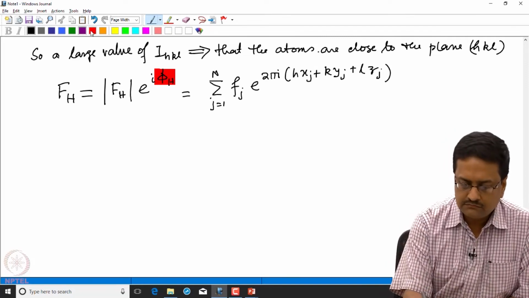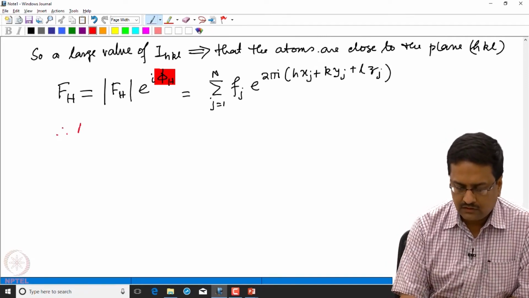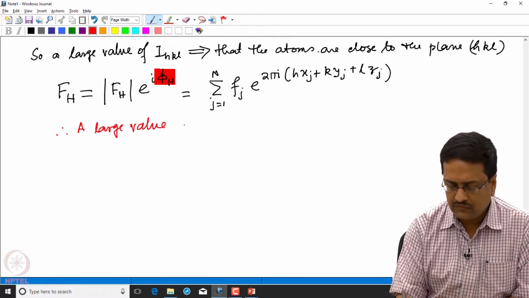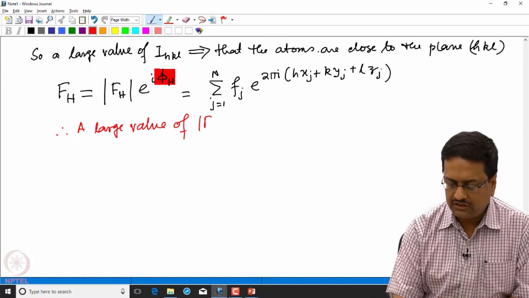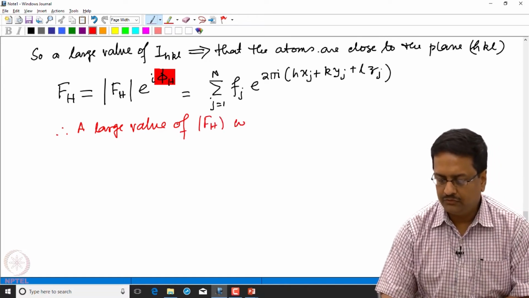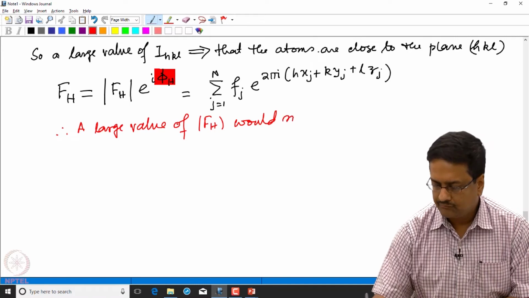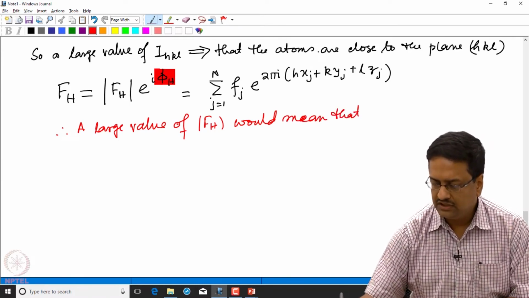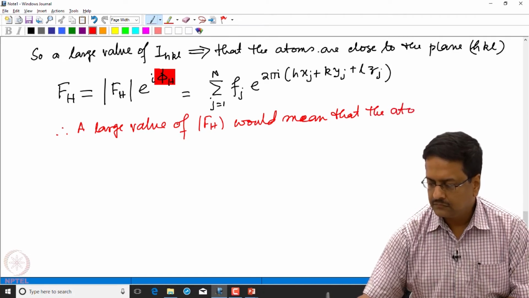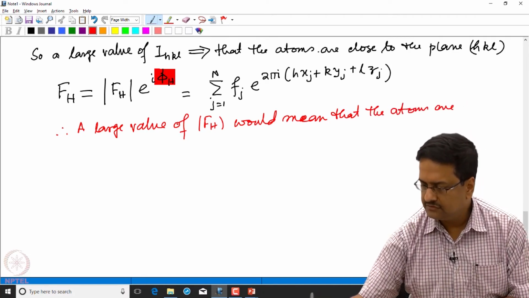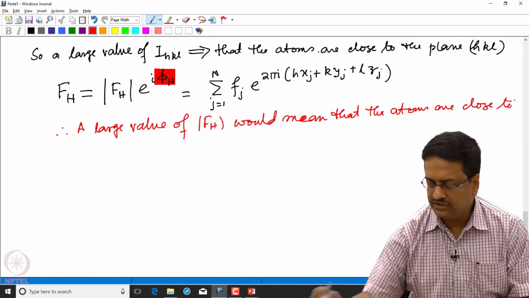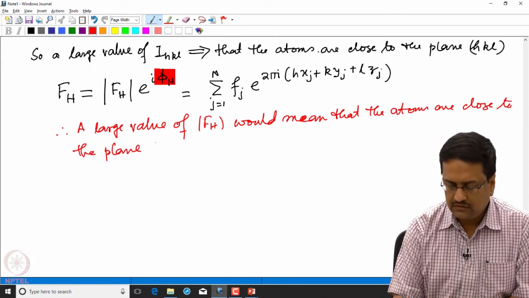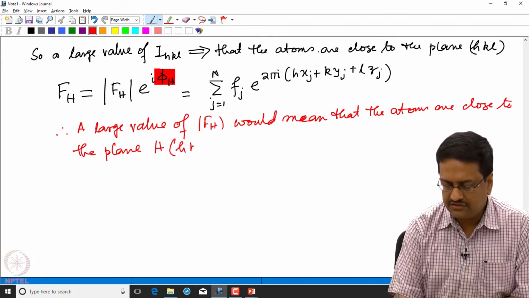Therefore, a large value of mod F_h would mean that the atoms are close to the plane H, that is HKL.